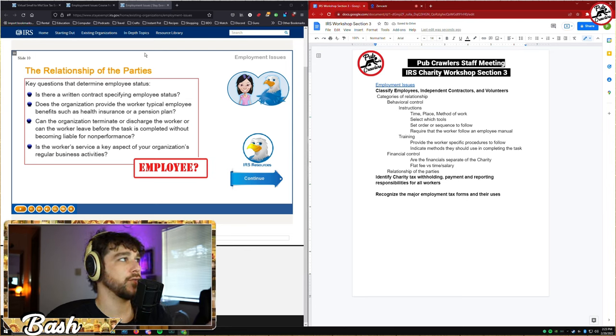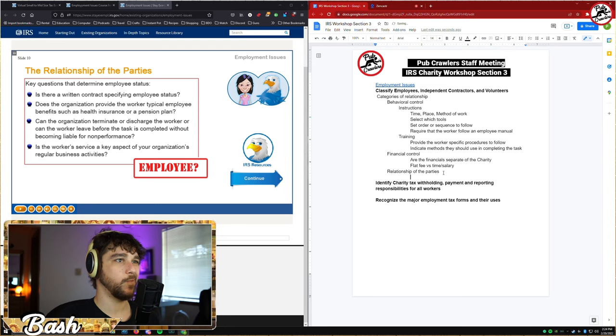All right, so here's the relationship of the parties. The key questions that determine employee status. Is there a written contract specifying the employee status? Does the organization provide the worker typical employee benefits such as health insurance or pension plan? Can the organization terminate or discharge the worker, or can the worker leave before the task is completed without becoming liable for non-performance? Is the worker's service a key aspect of your organization's regular business activities? Employee! Cool. All right, I'm just going to paraphrase this a little bit.